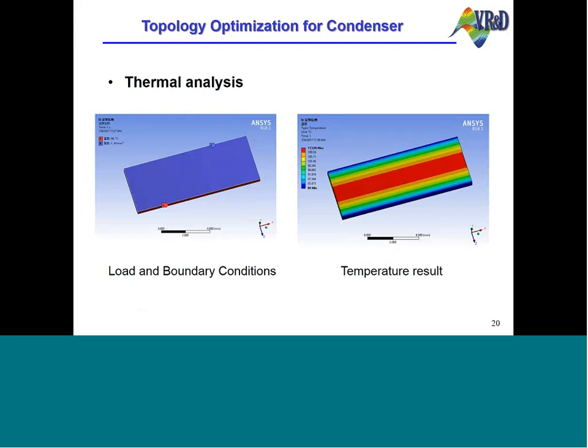This is another example using topology with thermal analysis. In this condenser design, it has fixed temperature on the front and the back surface, and it has internal heat generation in the entire body. This is the temperature distribution.